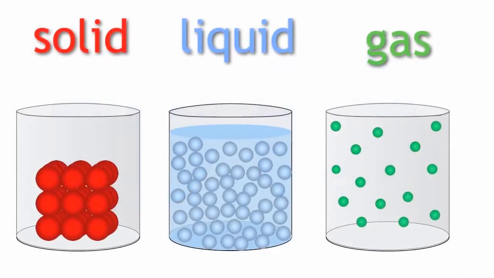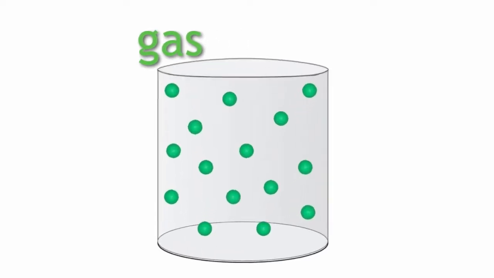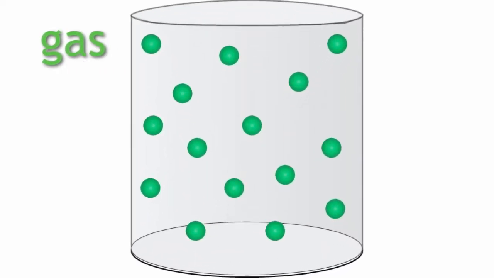The answer is the particles in a gas are spaced out and move about very quickly in random directions. Did you get it right? This, of course, explains why a gas takes the shape of its container. It's because the particles will each continue to travel in a straight line until they hit something, in this case the wall of the container.